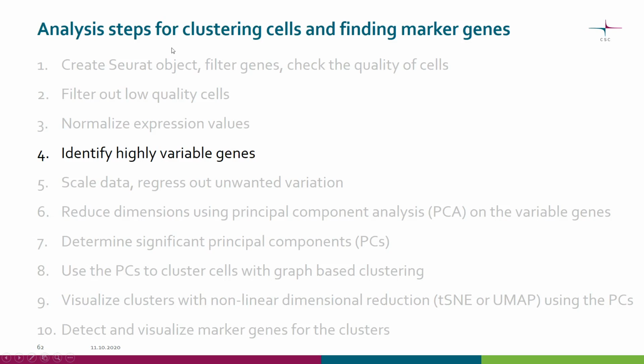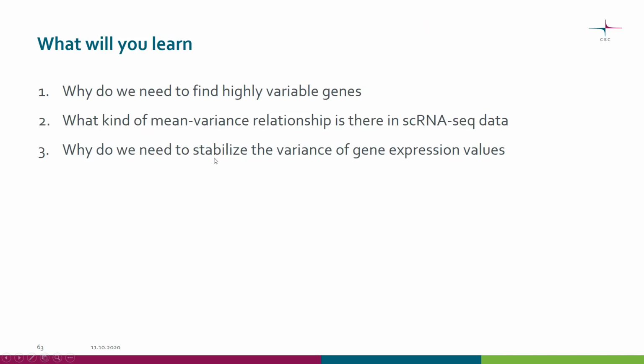So the next step in our pathway for clustering cells and finding cluster marker genes is to identify highly variable genes. During this video, you will learn why we need to find the highly variable genes, what kind of mean variance relationship there is in single-cell RNA-seq data, and why we need to stabilize the variance of gene expression values before looking for the highly variable genes.